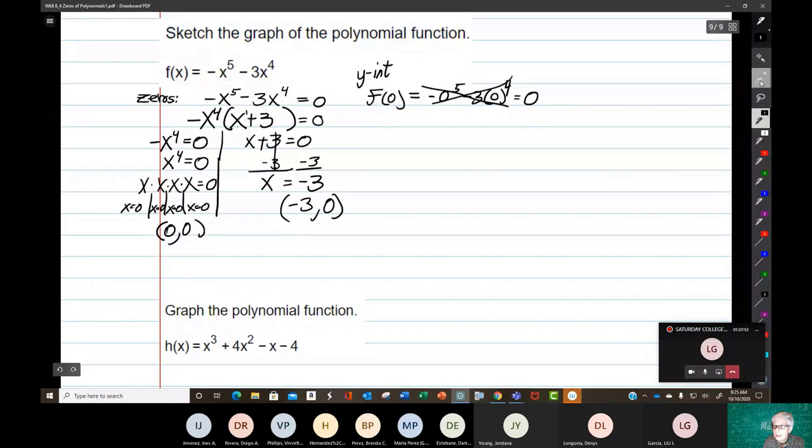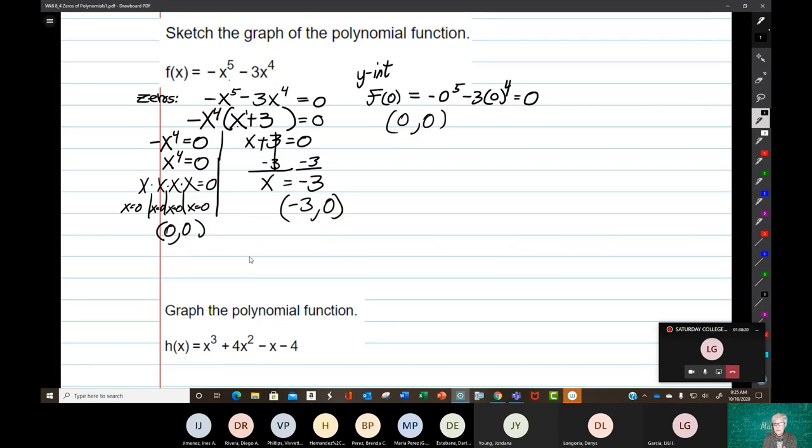I shouldn't have marked through that. That's rude. There, that's 0. So x is 0, y is 0. That gives us the point 0, 0. But of course we had that over here anyway. So you've got 2 good points you can graph.